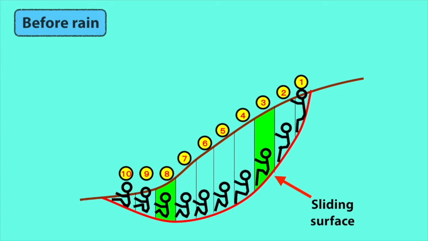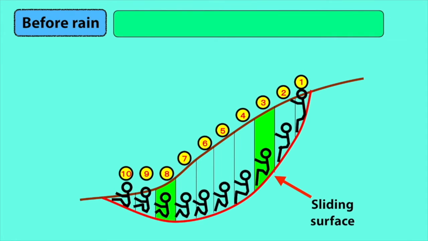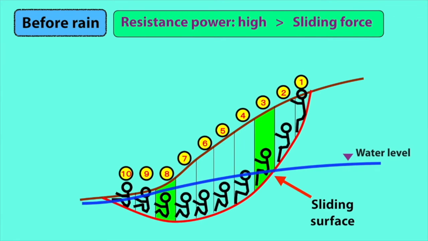Please look at this illustration again. Before the rain, water is not present inside the ground. In this case, resistance power is greater than the sliding force. That's why the mountain does not slip.